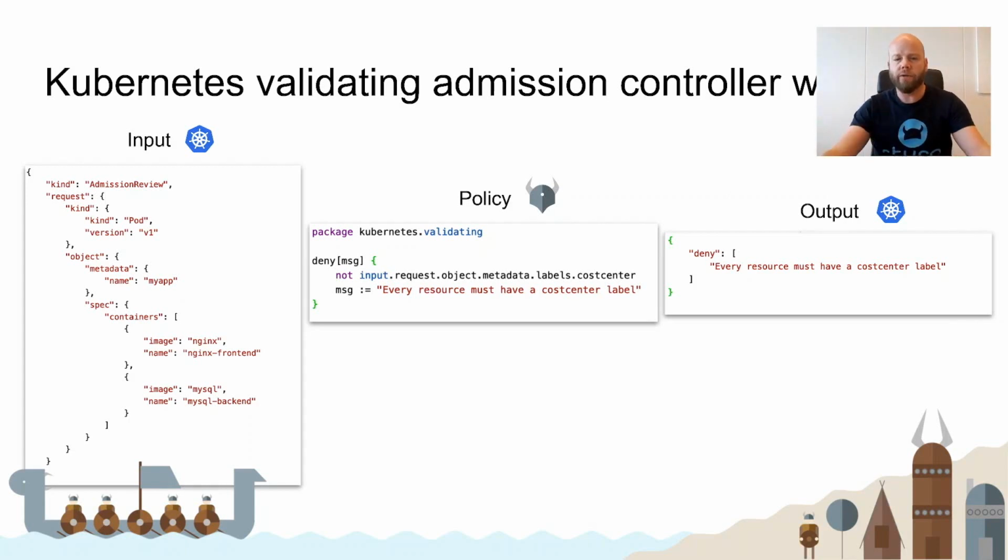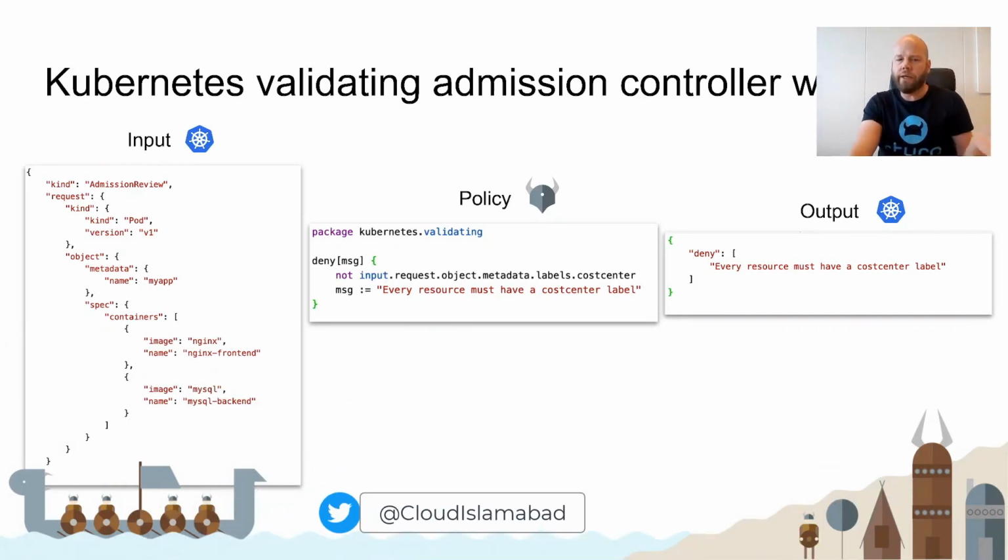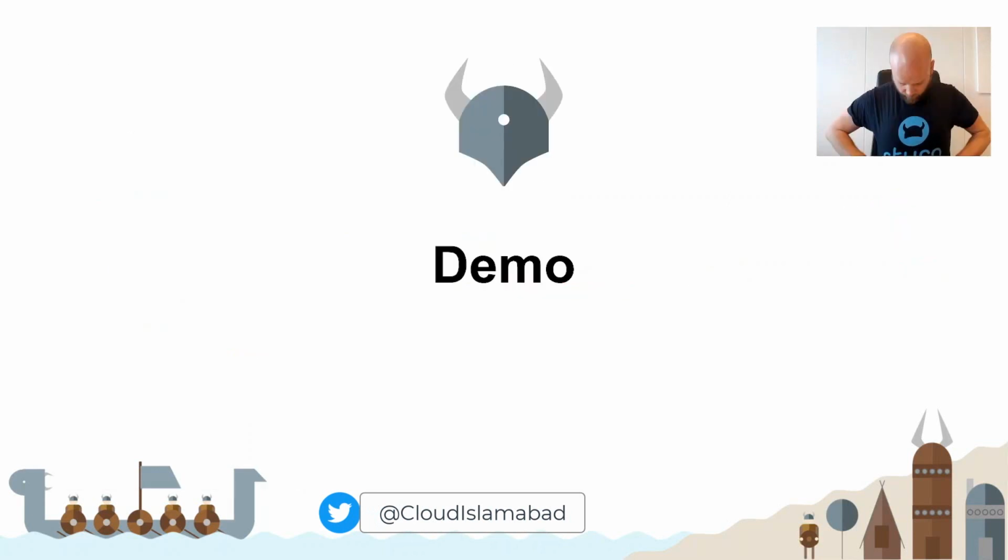But we can provide all the messages at the same time. In this case, though, we only have one violation. So if you check the output, OPA is just going to say deny: every resource must have a cost center label. So the principles are all the same. We have input, we have a policy, and we have some output. It's JSON in, it's JSON out, remember.